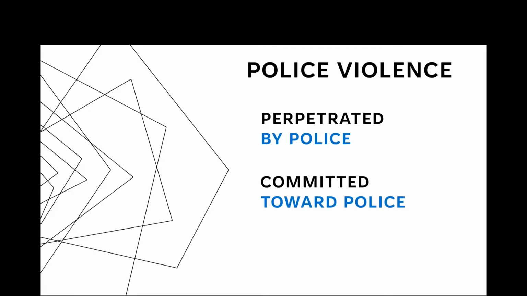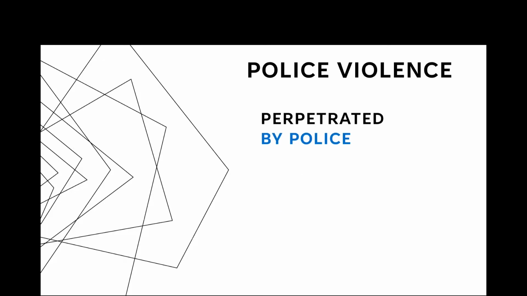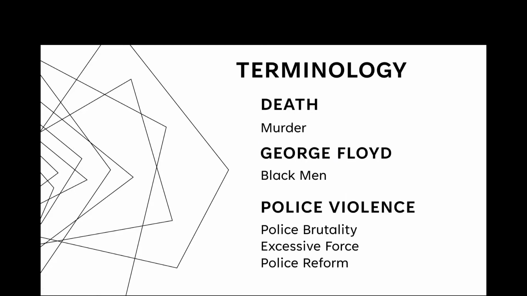Now, let's consider our other concept, police violence. This term can mean both violence perpetrated by police or violence committed toward police. For our research, we want to be more specific and choose terms that represent violence perpetrated by police. Other people might describe police violence using terms like police brutality or excessive force. And if we're asking about whether an event impacted police violence, we can use a term like police reform. Here's a pro tip. If you are at a loss for words, try consulting a thesaurus to explore synonyms and antonyms relating to your concepts.